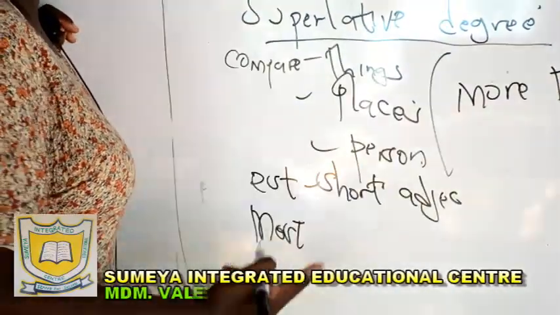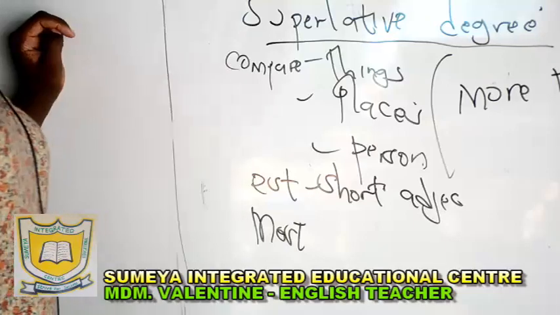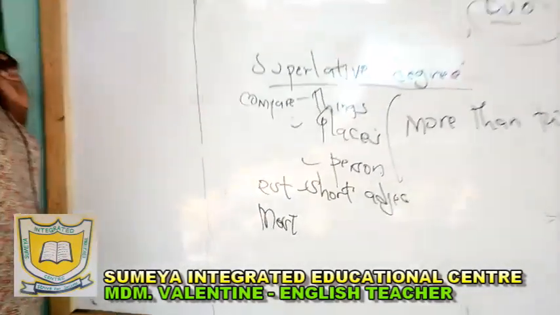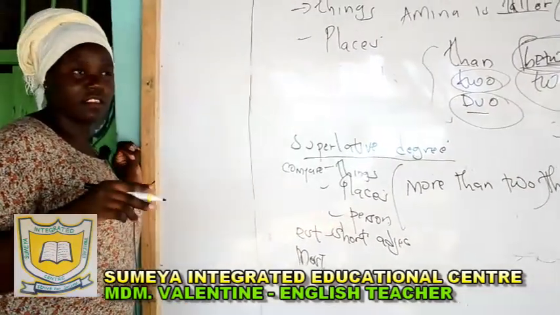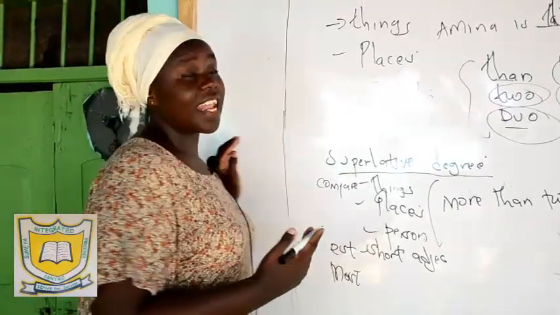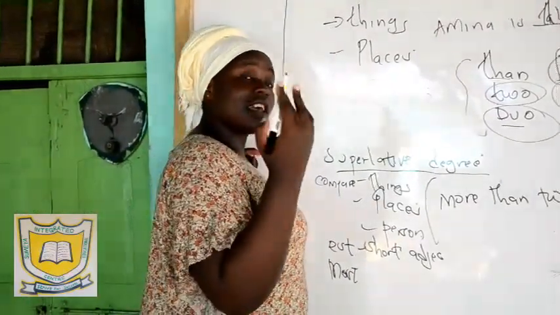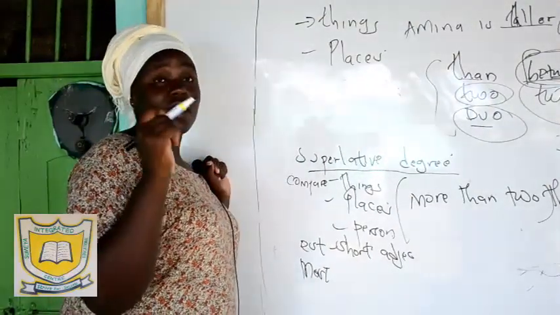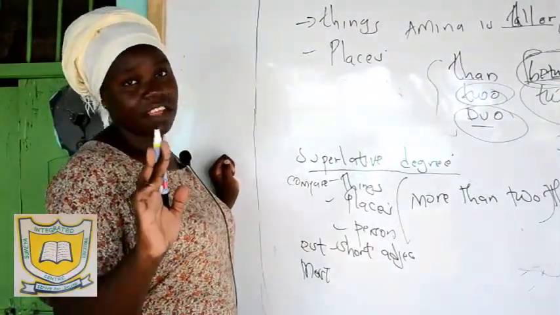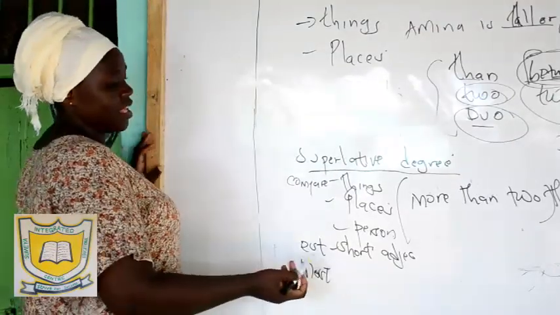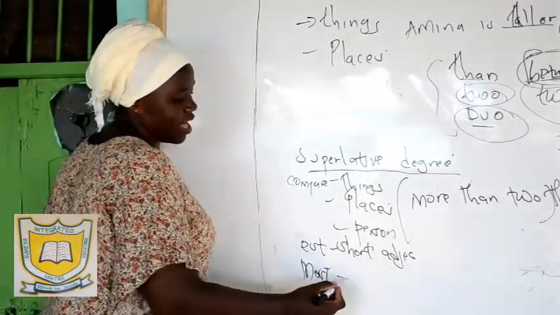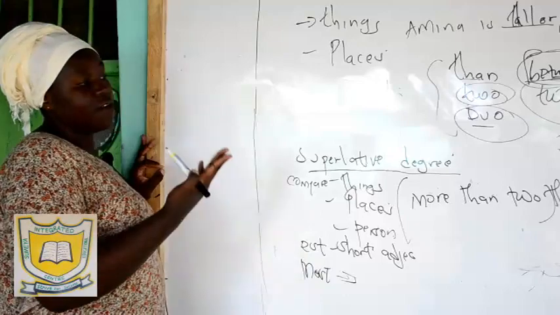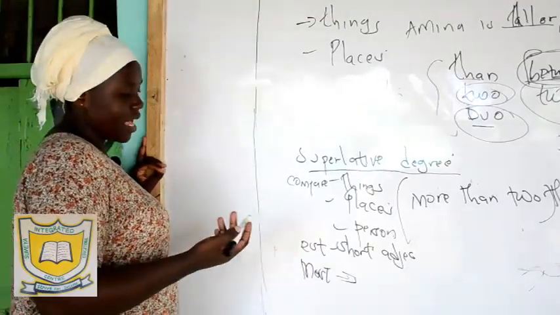Just remember, if an adjective takes more in the comparative, then it takes most in the superlative. And if an adjective takes er in the comparative, then that adjective takes est in the what? In the superlative. Just remember that. So you have est, which is for short adjectives, and then we use most for what? For those that are long adjectives.